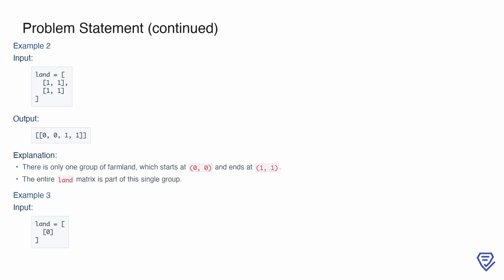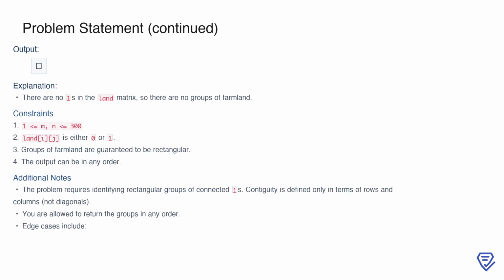In the next example, the input matrix is a simple 2x2 grid filled entirely with ones. The output for this case is 0, 0, 1, 1. Here, the entire matrix forms a single rectangular group of fertile land. The top left corner of this group is at 0, 0, and the bottom right corner is at 1, 1. Since there is only one group, it completely defines the output. Additionally, consider a case with a 1x1 matrix where the single cell contains a 0. Since there are no ones in this matrix, there are no groups of farmland, and the output is an empty list. Now, let's discuss the constraints and additional details.